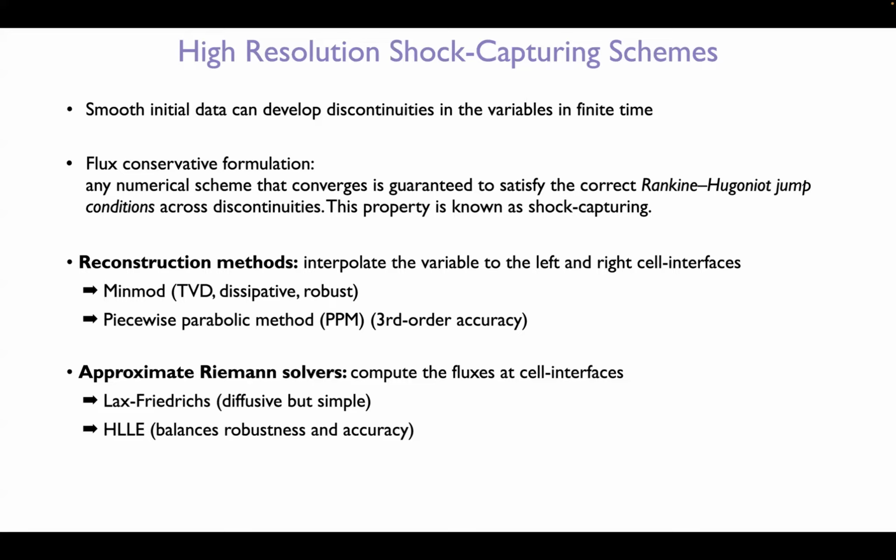codes typically involve a two-step process. One is a reconstruction. Whatever variable you have at your cell center, you want to reconstruct at the cell faces. And then you apply what we call approximate Riemann solvers, where you generate a shock condition, a Riemann problem, at the cell interface, and then you try to solve it using these Riemann solvers.